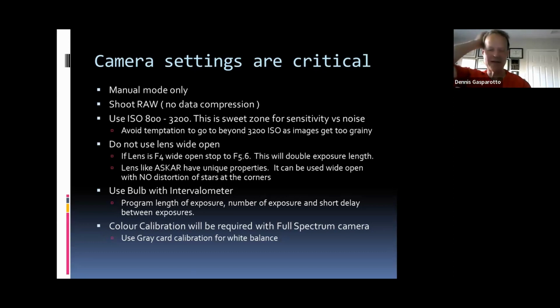Just so you know, one f-stop is doubling the exposure length. So it's a massive difference in terms of how much light is actually being recorded on your sensor.